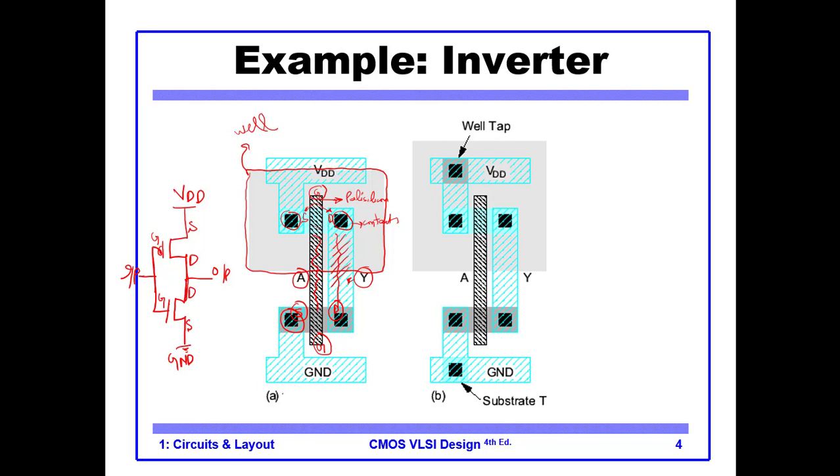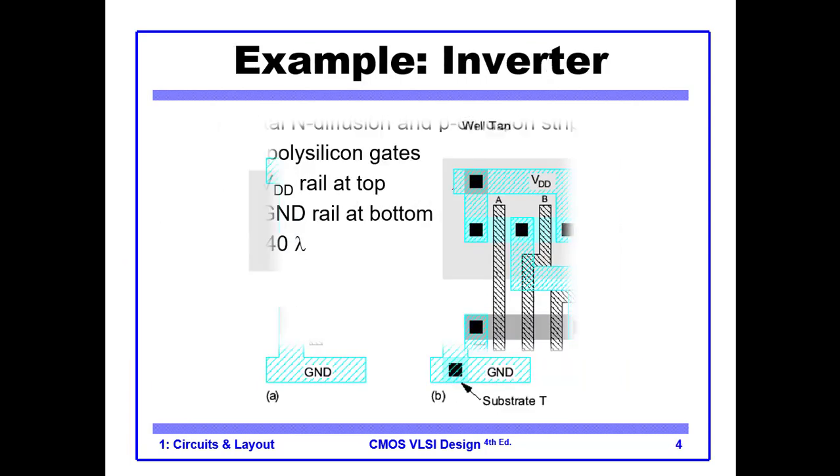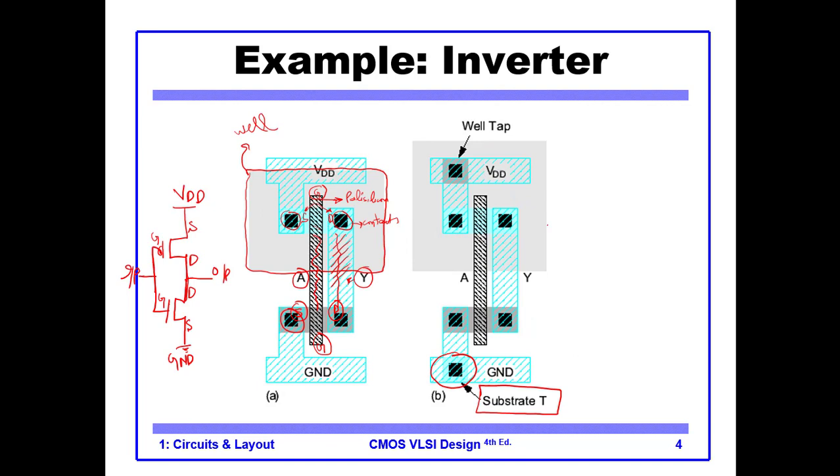In this one the wells are not connected, but here is the difference for version B. We have here the substrate tap, and here we have the well tap. So I told you about the fourth terminal. These are the fourth terminal, which is connected for PMOS to VCC, and for NMOS it is connected to the ground. So why do we have this connection? Because this is what the standard cell methodology tells us to do.